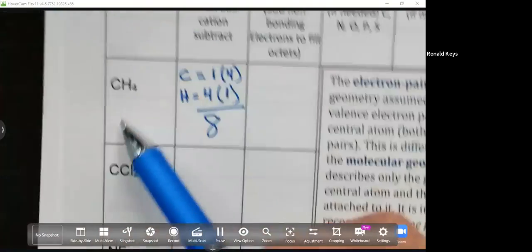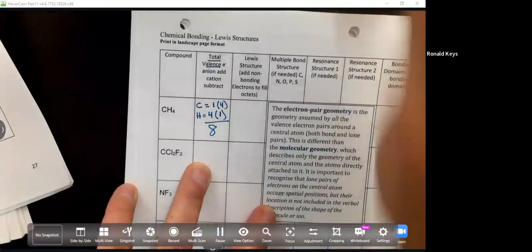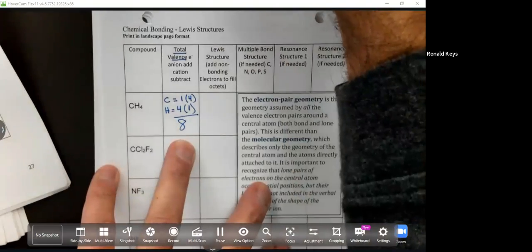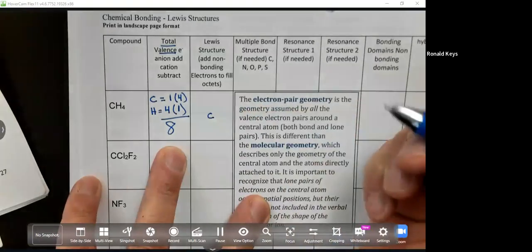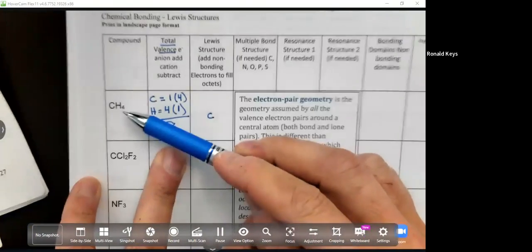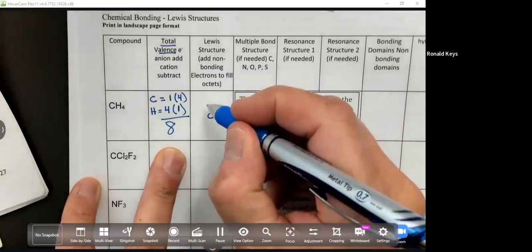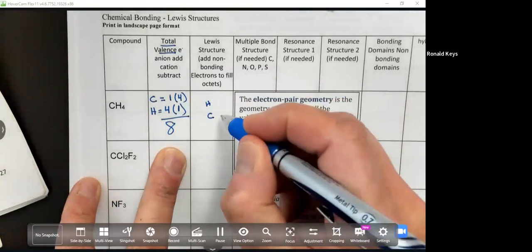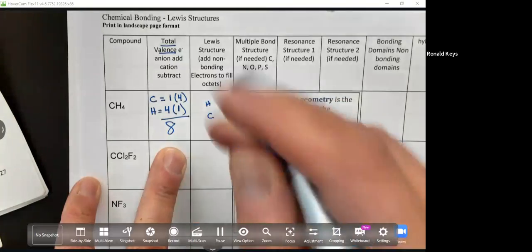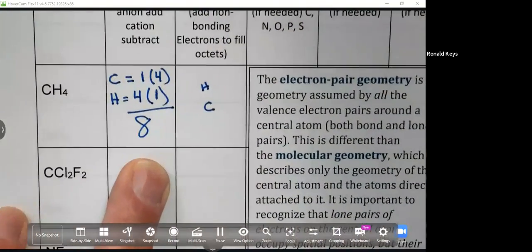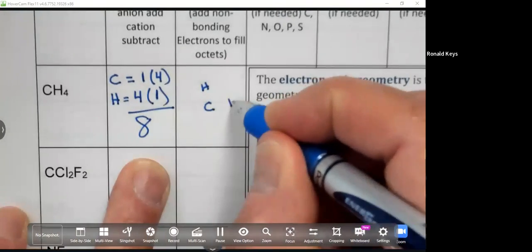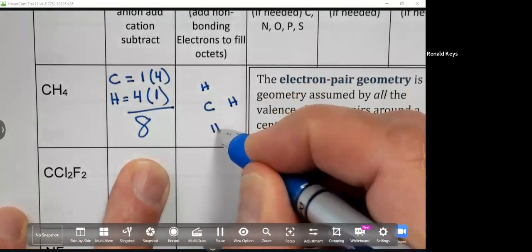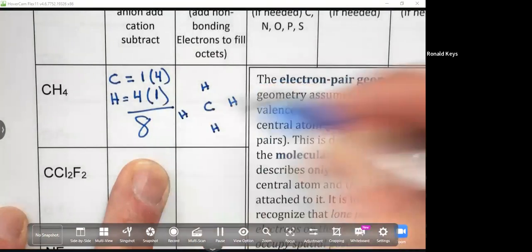So carbon is going to be my central atom. I'm going to put carbon in the middle. I've got 4 hydrogens. Hydrogens are always on the outside. I'm going to put them as far apart as possible. The bonding electrons are going to repel each other, so we need to put them as far apart as possible. On 2-dimensional paper, all I can do is put them 90 degrees apart.